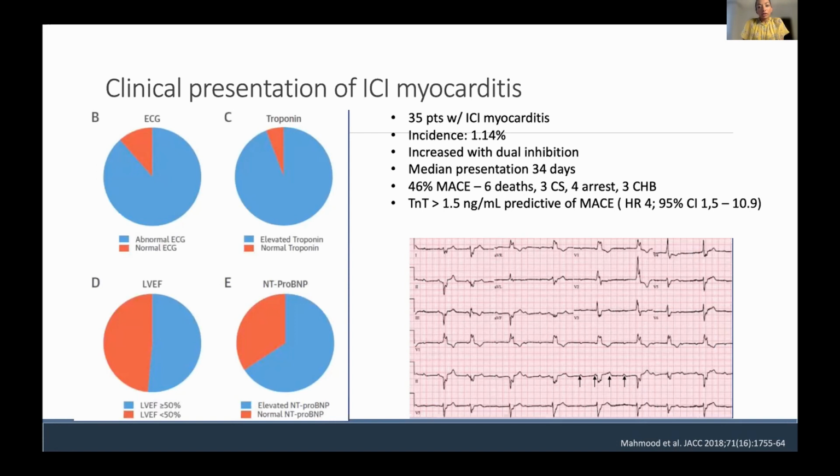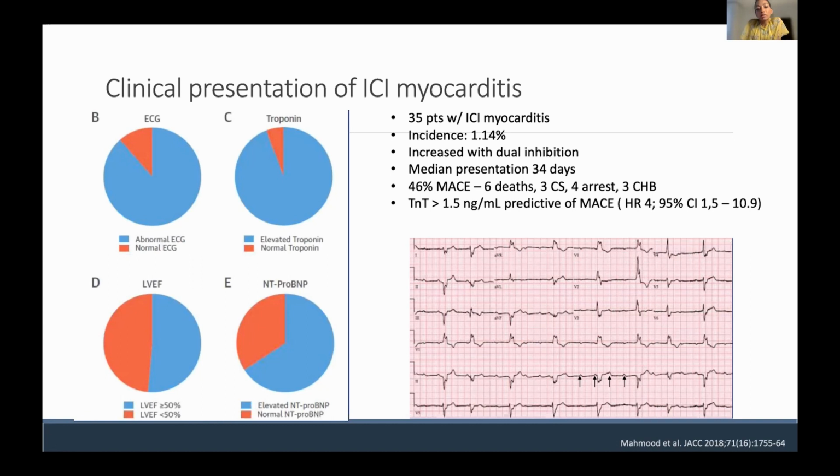In a registry study of 35 patients with checkpoint inhibitor myocarditis, they found that the incidence of development of checkpoint inhibitor myocarditis was 1%. It was increased with dual inhibition. Median presentation was about 1 month. Why this is important is because there is a very high association with MACE events. About half the patients had MACE events: death, cardiogenic shock, arrest, and complete heart block.